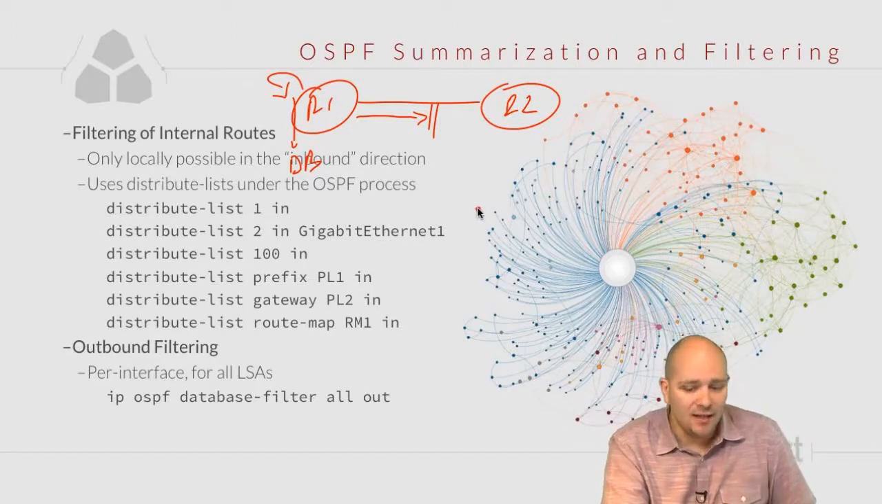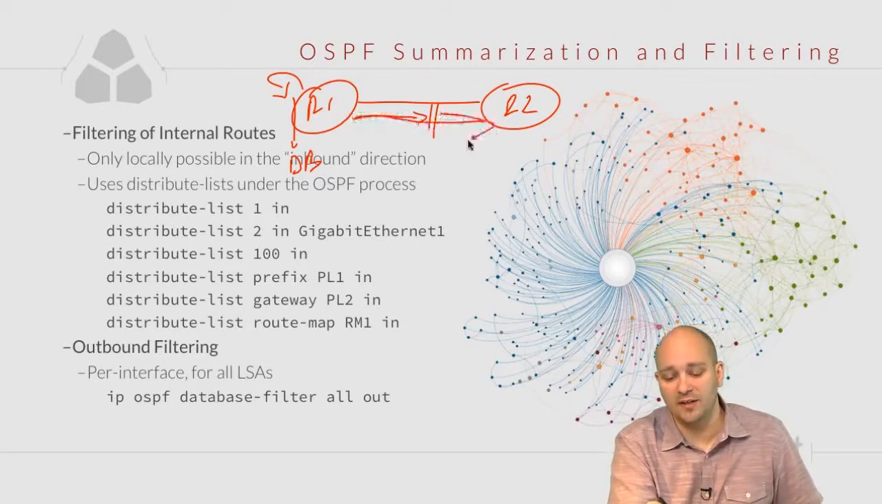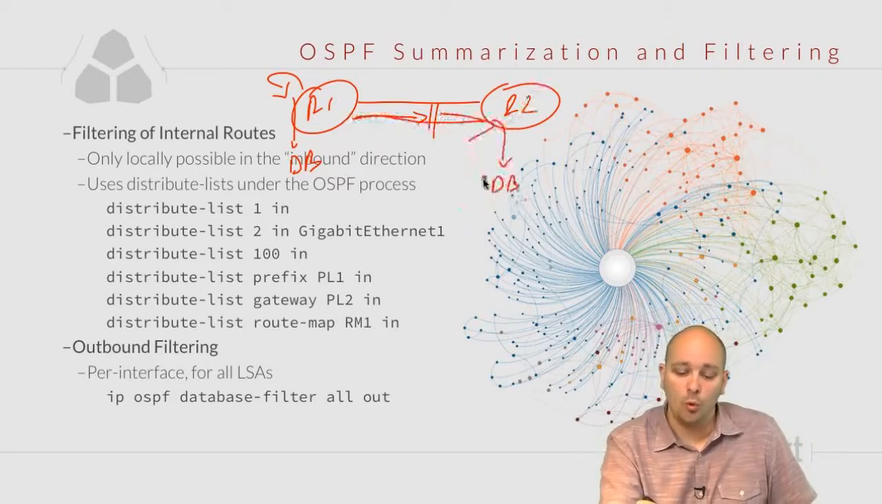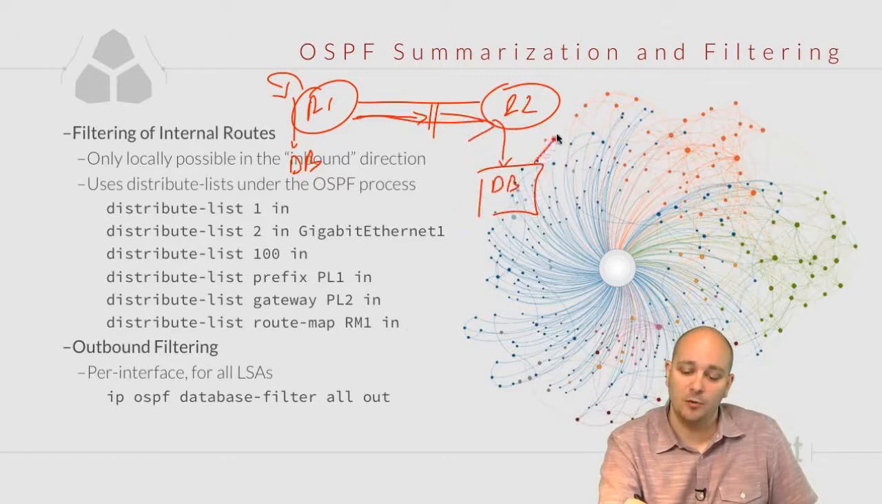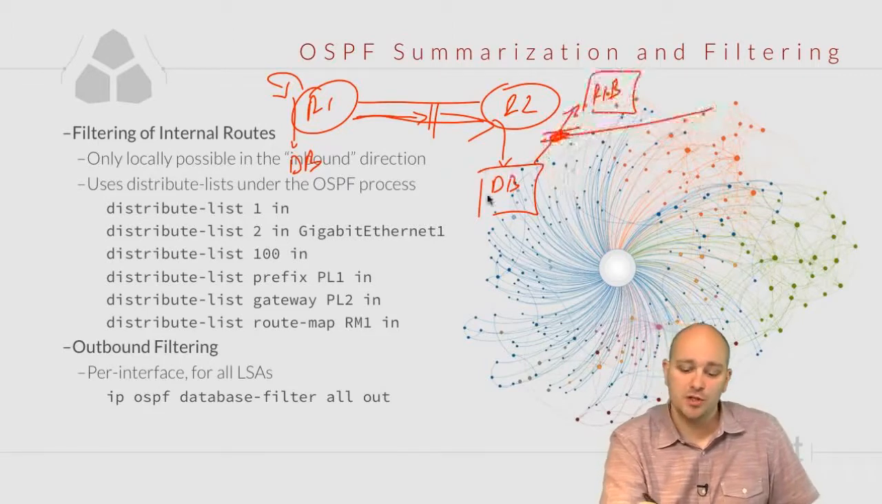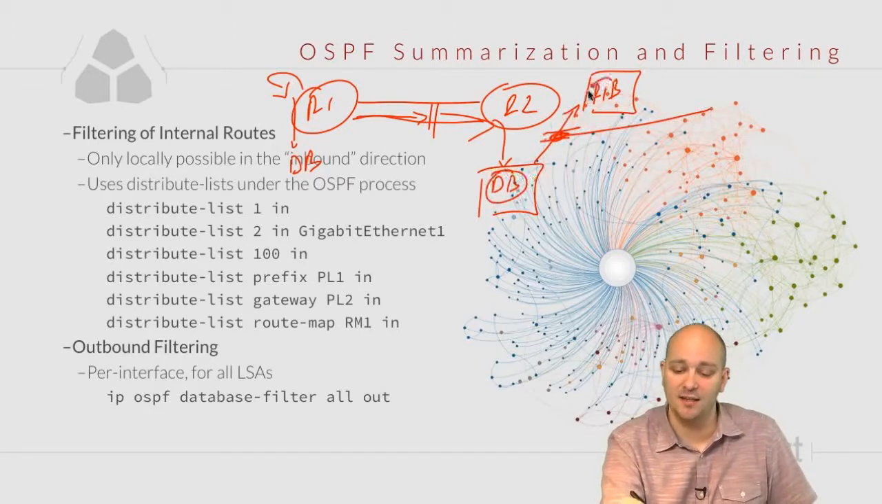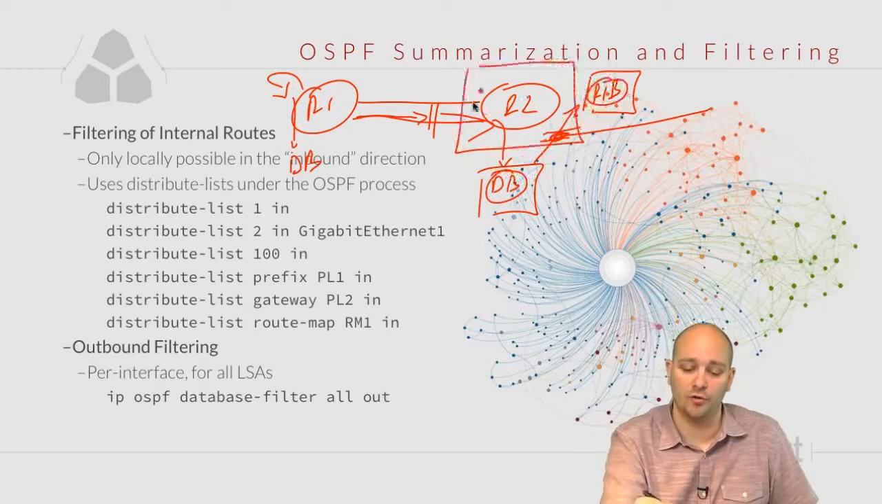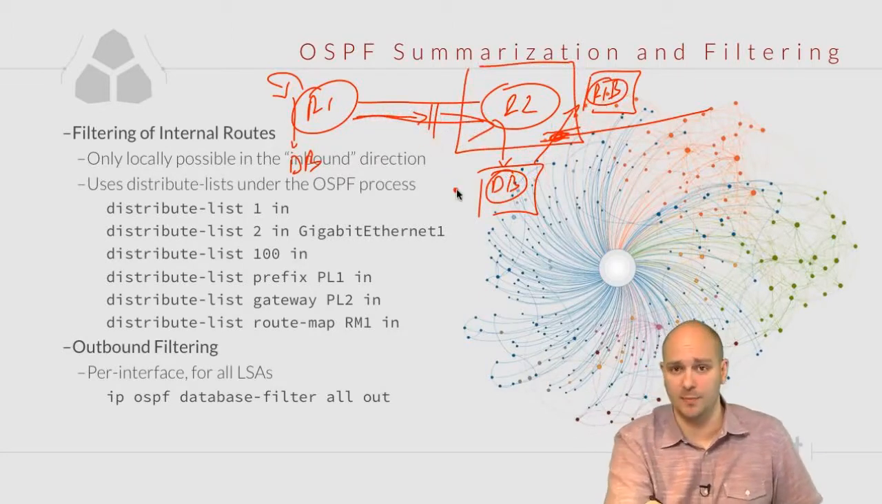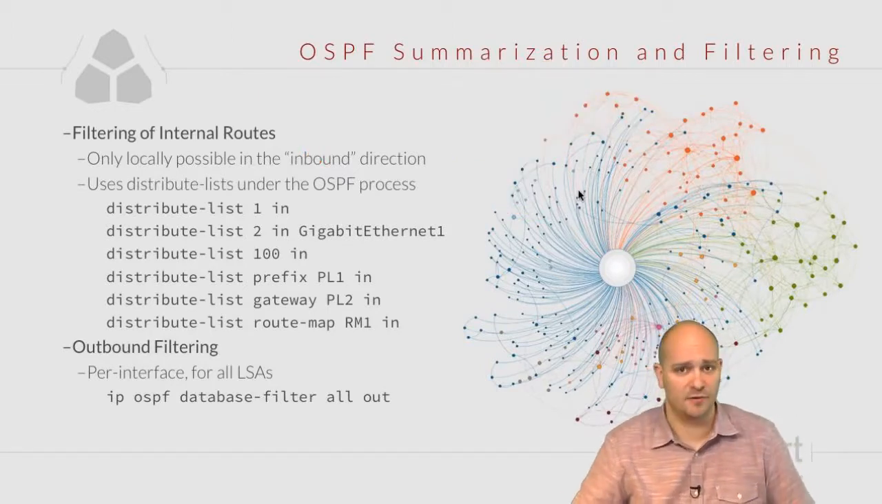Now, what we can do though is when this prefix was advertised to R2 and R2 has it in its database, what we could filter is between this database and the routing table of R2. This is the place where we can insert the filter. This is where we can actually perform filtering. So we can filter between the database and the routing table locally on the router, but we cannot selectively filter the LSAs as they are being transmitted between different routers.